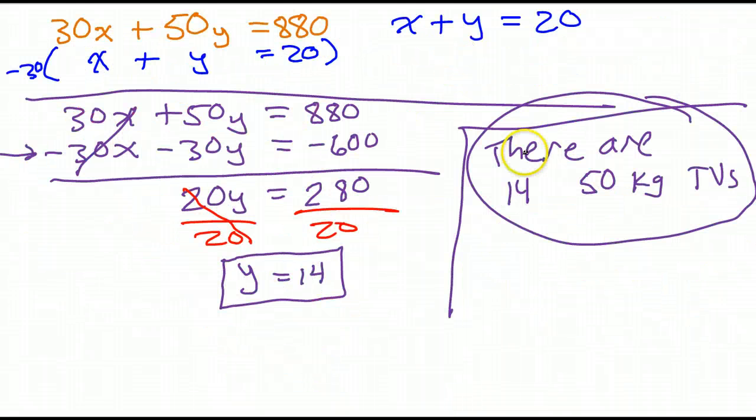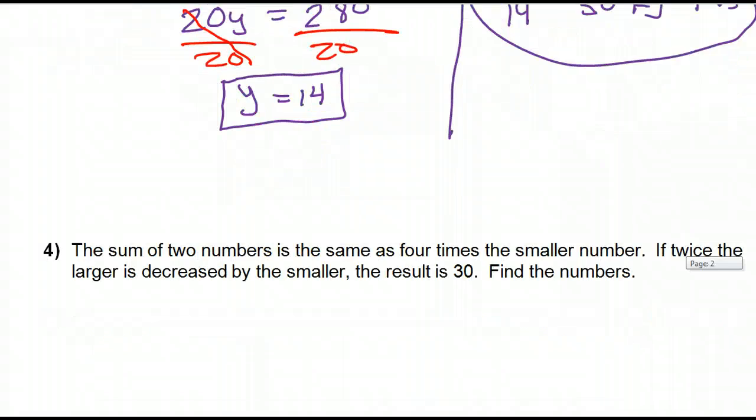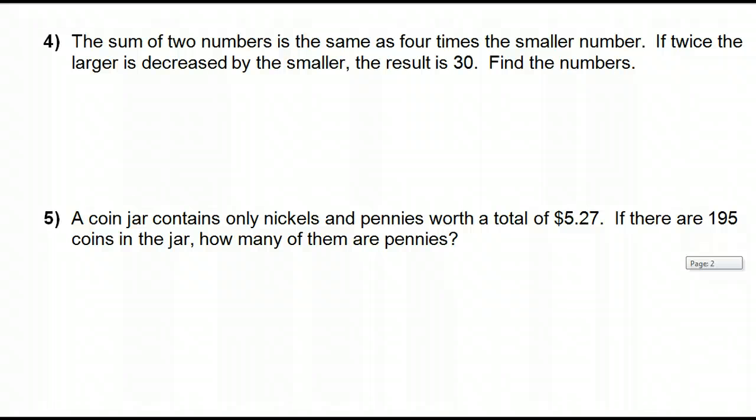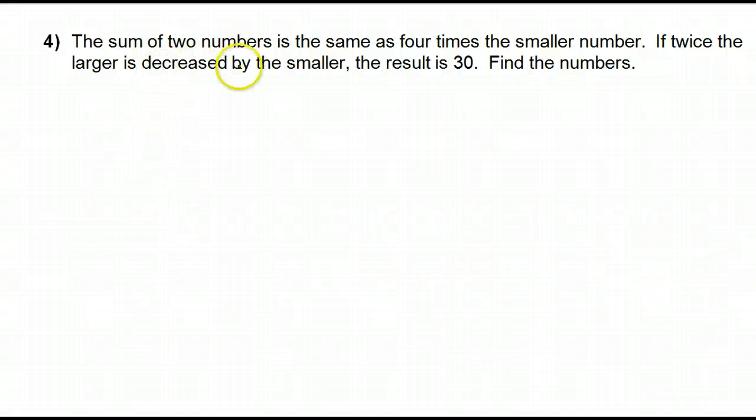All right, just 2 more left. We can do this. Okay, the sum of 2 numbers is the same as 4 times the smaller number. If twice the larger is decreased by the smaller, the result is 30. Find the numbers.